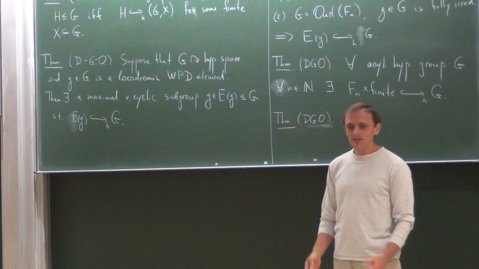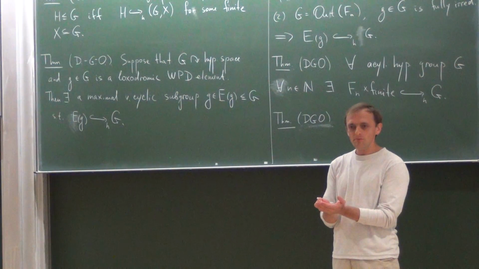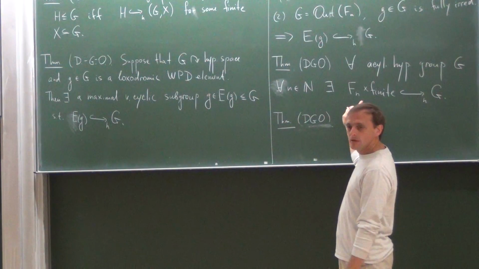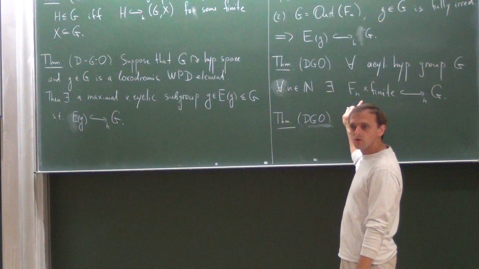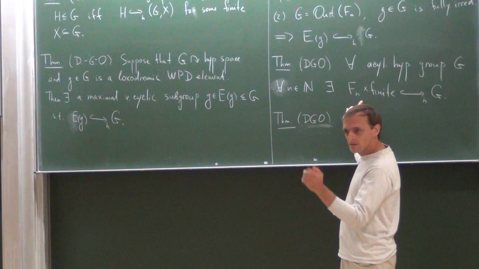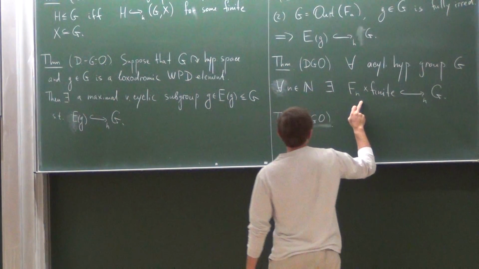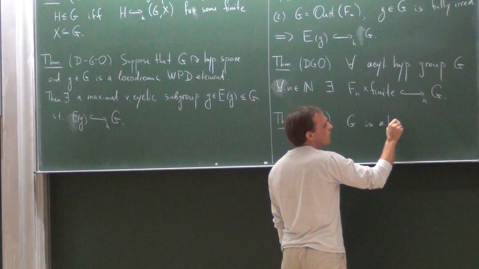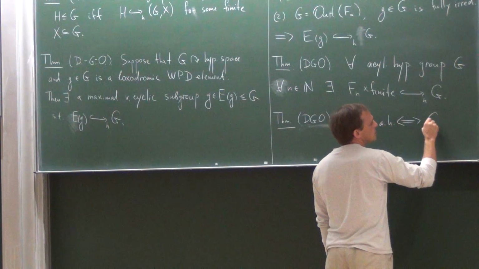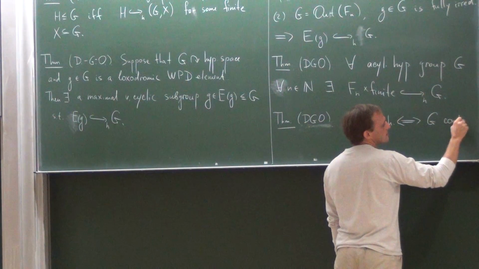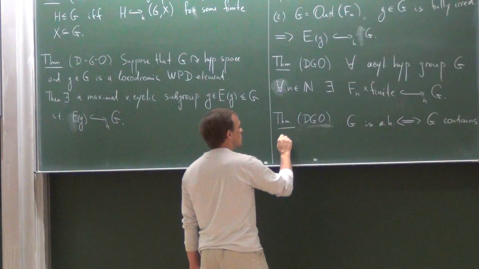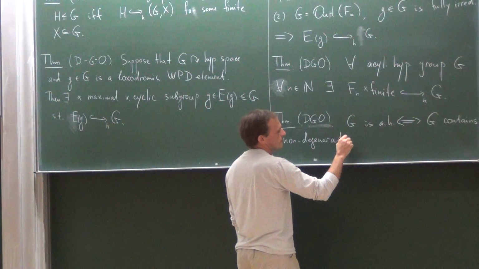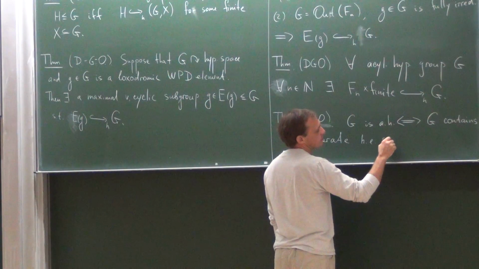Anyway, the theorem is this. What's the relation between having hyperbolically embedded subgroups and being acylindrically hyperbolic? Well, if you are acylindrically hyperbolic, you always have non-degenerate hyperbolically embedded subgroups. It turns out that the other direction is also true. So a group G is acylindrically hyperbolic if and only if G contains non-degenerate hyperbolically embedded subgroups.